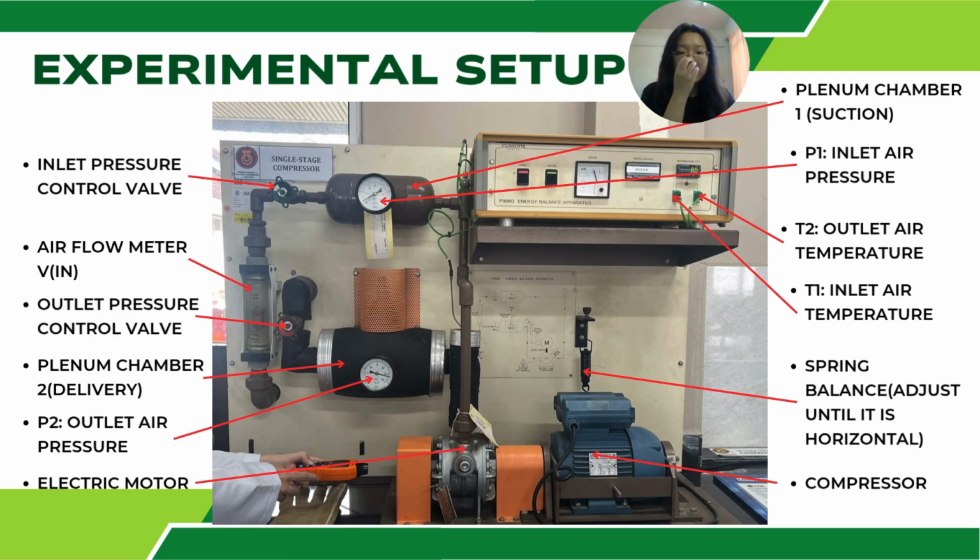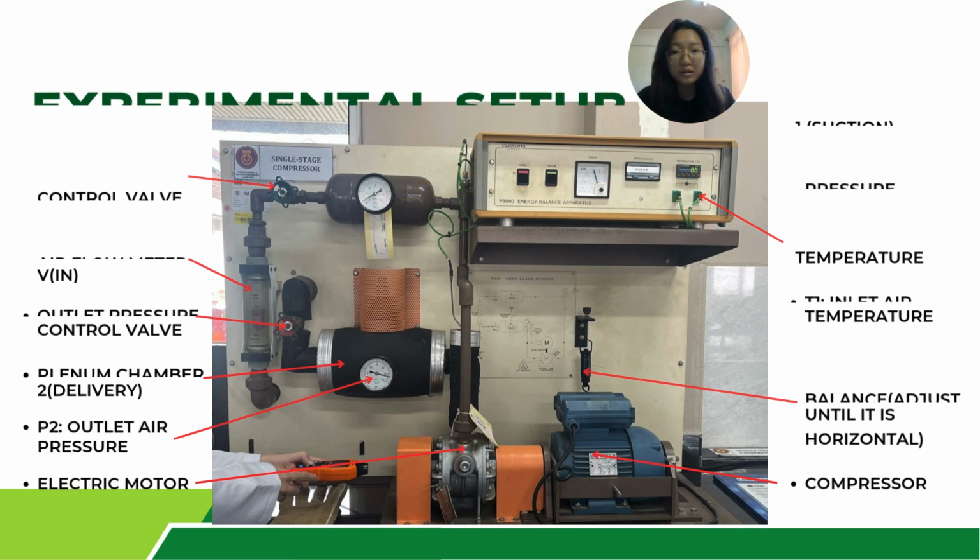For the right hand side, we saw the pneumatic chamber 1, which is the suction, P1, inlet air pressure, T2, outlet air temperature, and T1, which is the inlet air temperature, and the spring balance to adjust until the motor is between the two black lines, and also the compressor.